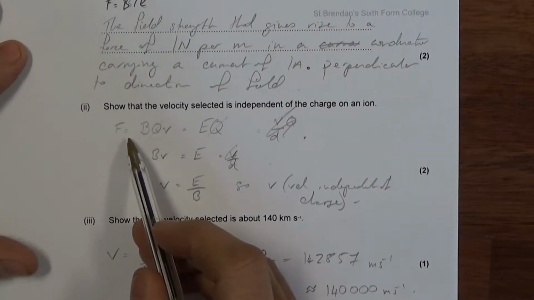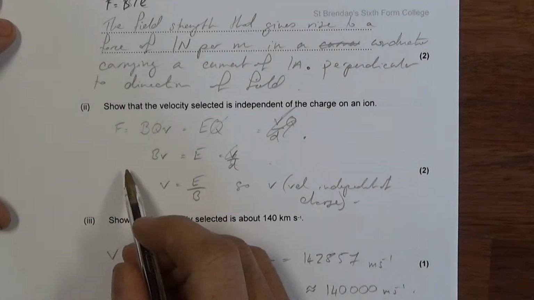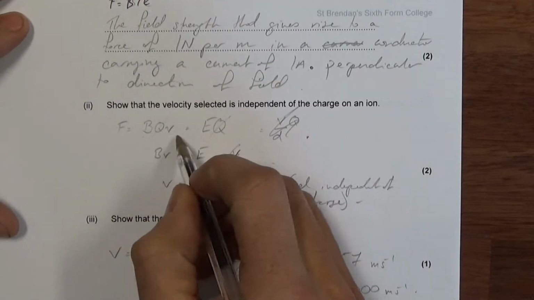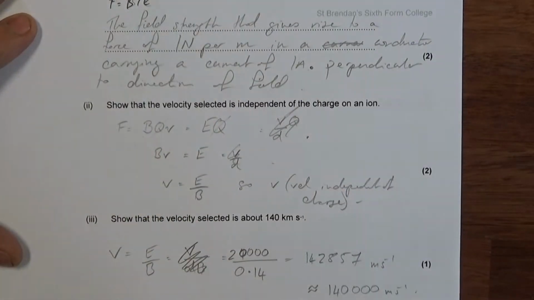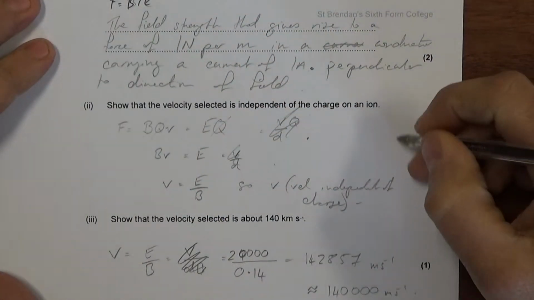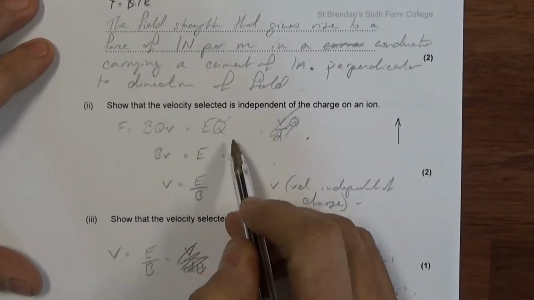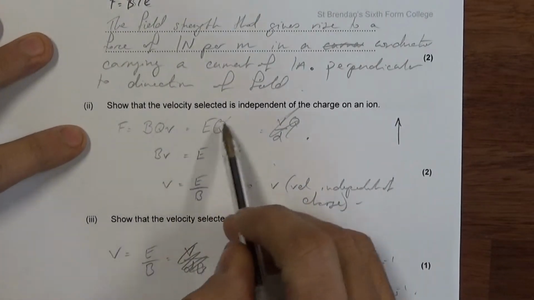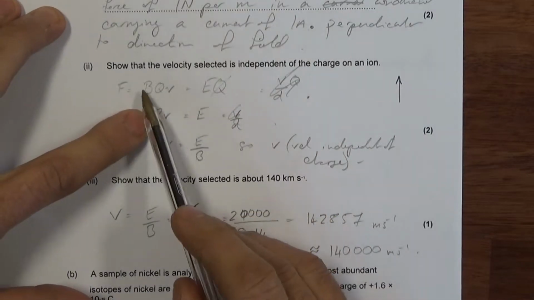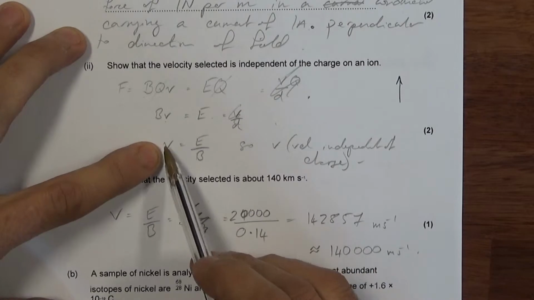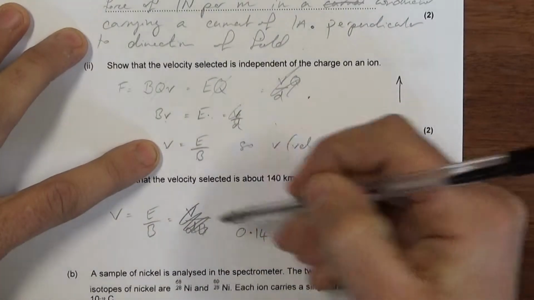Alright, once we've done that, next up: show the velocity selected is independent of the charge on an ion. Well, it's an application of these two equations. Force equals BQV, that is the force on a charged particle, and F equals EQ, that is the force on a charge in an electric field. If it's going in a straight line, then these two forces will be balanced. So that's equal to that. Once we've got that, we can divide through by Q, and we find that BV equals E. Therefore, the velocity is E over B.